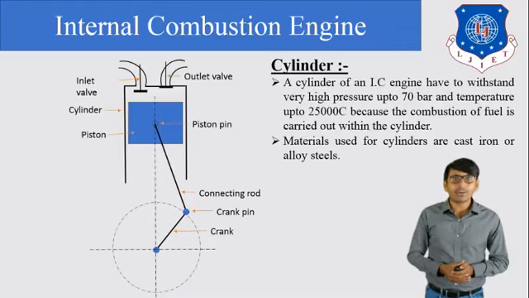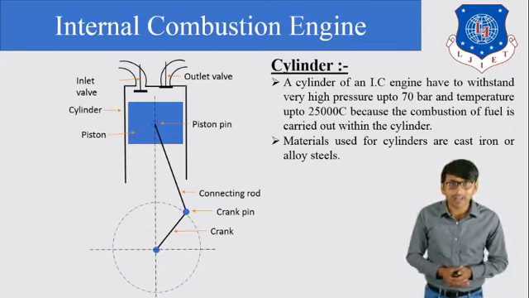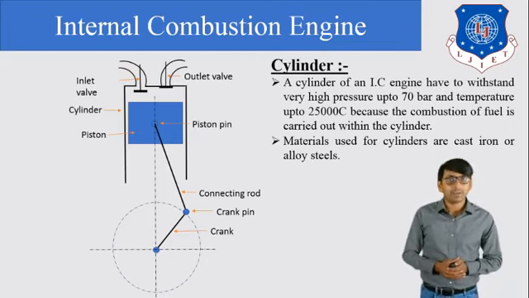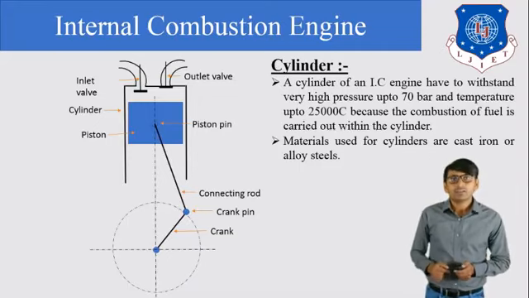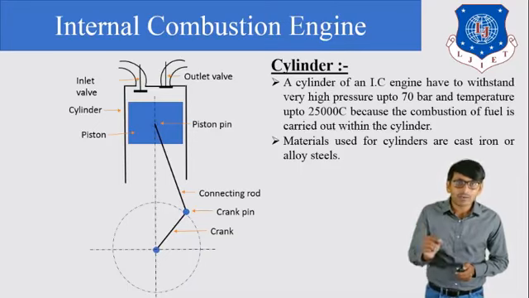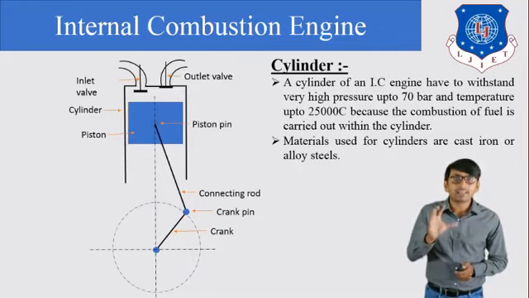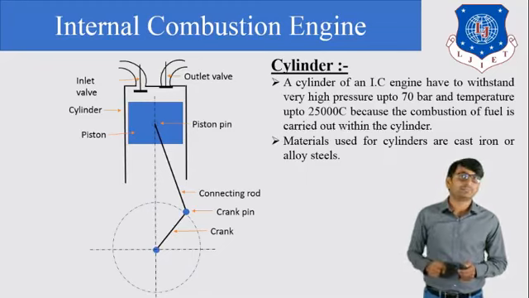So the cylinder of an IC engine has to withstand very high pressure, up to 70 bar, and temperature up to 2500 degrees Celsius, because of the combustion of fuel inside the cylinder. Due to combustion of fuel, very high temperature, high pressure gas is released, and the cylinder withstands this amount of pressure.